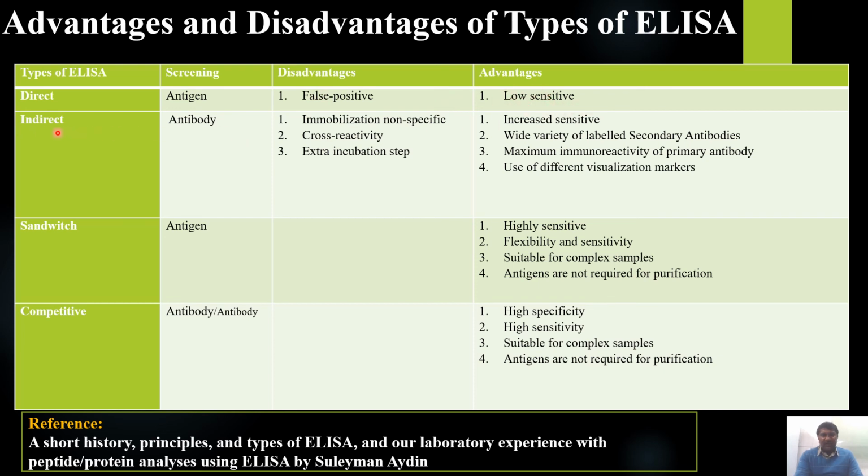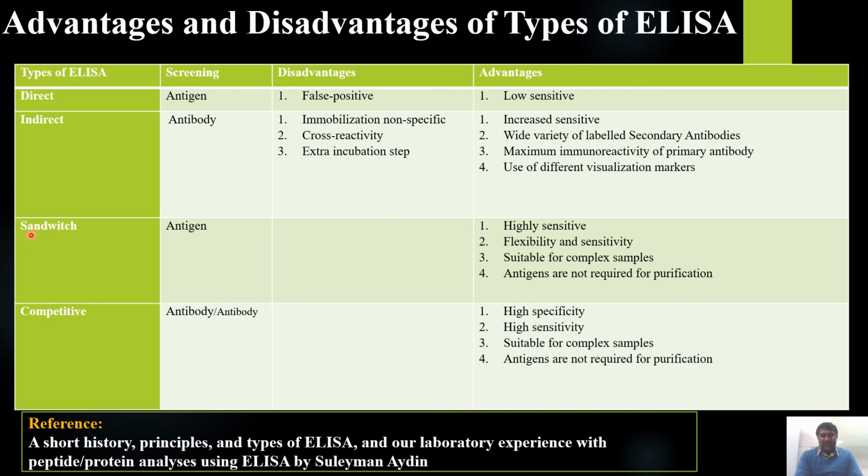In the case of the indirect ELISA, it is an antibody screening test, but it has the disadvantages of cross-reactivity and extra incubation steps. The advantages are increased sensitivity, a wide variety of labeled secondary antibodies available commercially, maximum immunoreactivity of the primary antibodies, and use of different visualization markers.